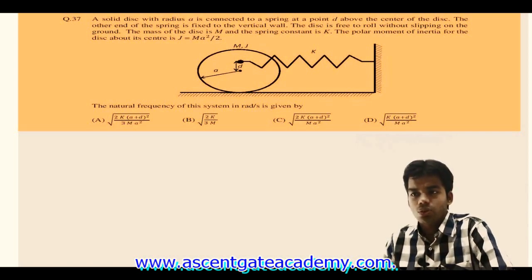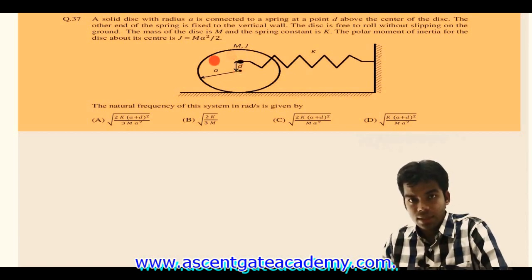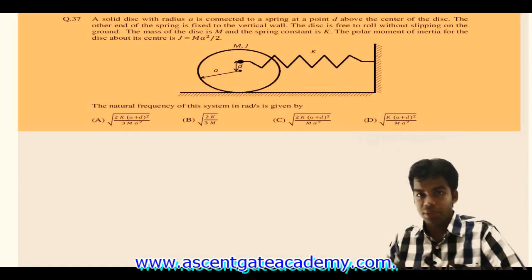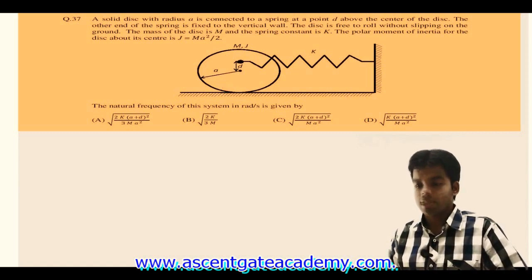We have this solid disc, whose radius is small a. The spring is attached to this solid disc, and finally this spring is attached to the vertical wall. Now this spring is not attached to the center of the disc. It is attached at a distance of small d from the center. We are rolling this disc without slipping, and we have to determine the natural frequency of this given system.